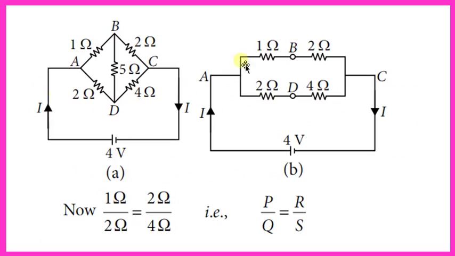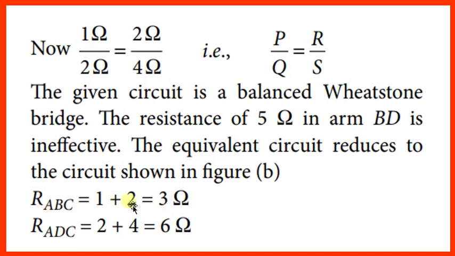This one, total resistance is 1 plus 2 is 3, because they are in series. In series, equivalent resistance is R1 plus R2. Again, this part is in series, so this total is 3, this total is 6, as I have written over there. 1 plus 2, 2 plus 4, that is 6.